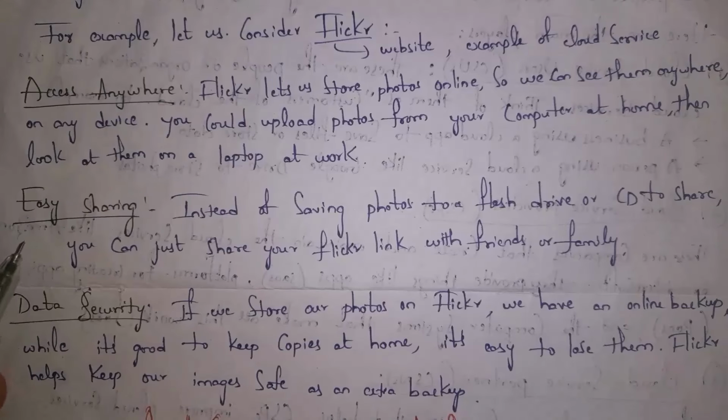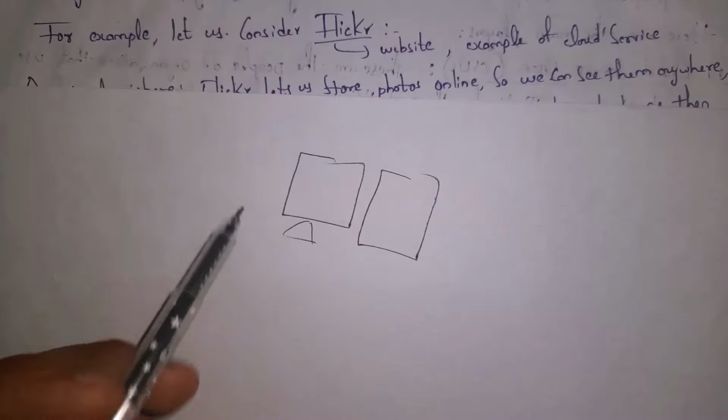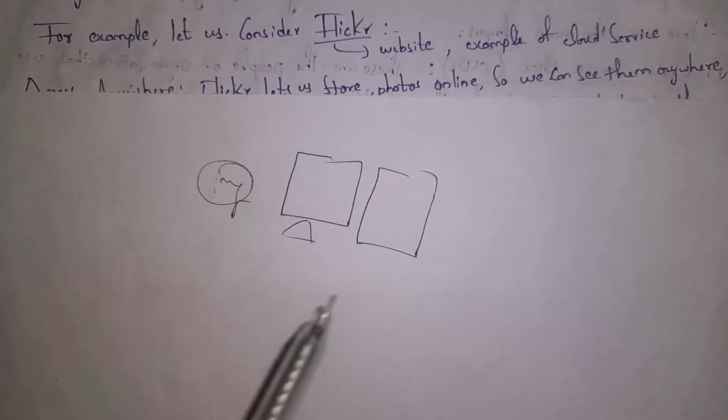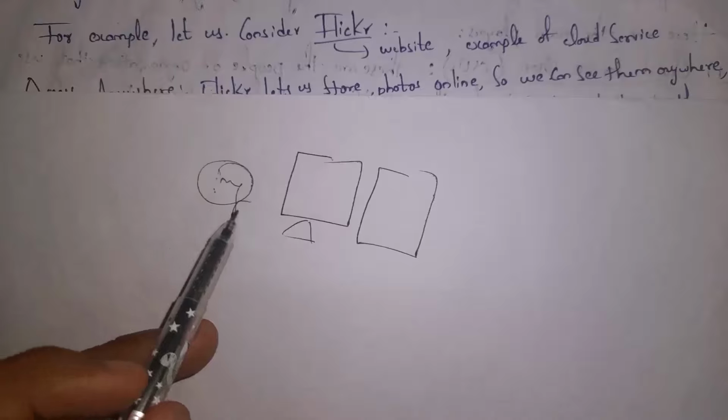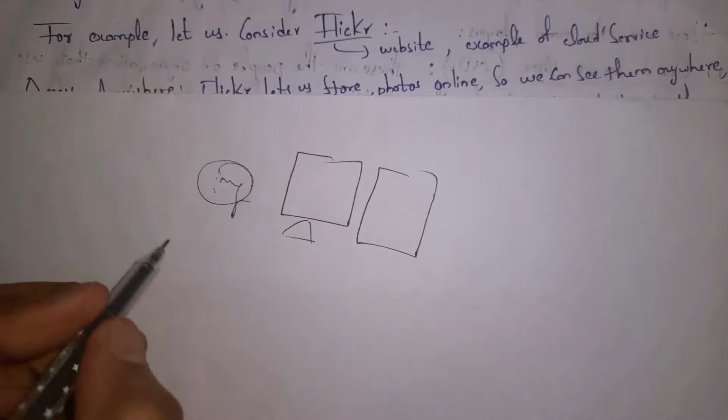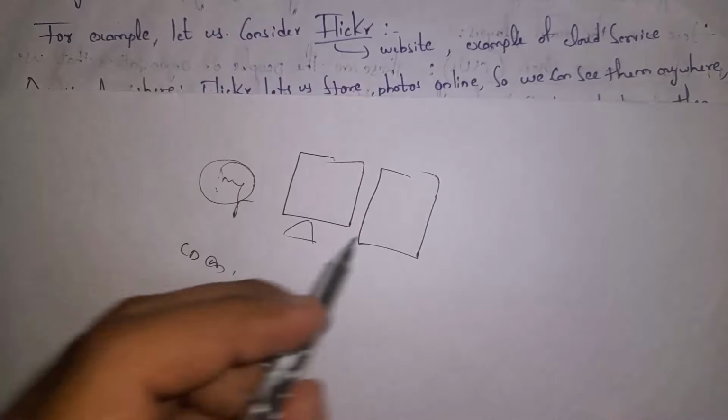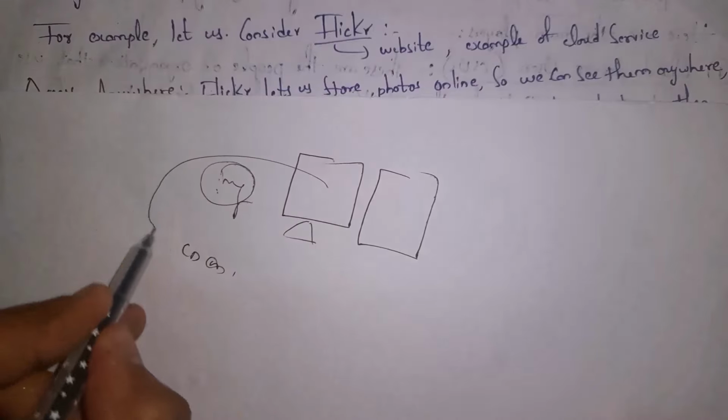And the second point is easy sharing. For example, I have some images on my computer. Now I want to give these images to my friend. So what do I need to do? I need to take a CD or pen drive. Then I need to copy all my photos to the CD or pen drive.